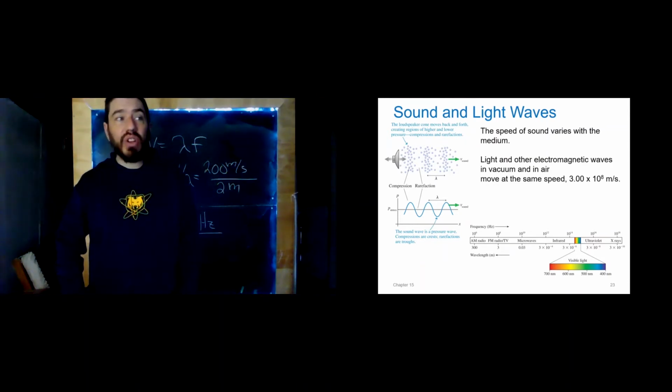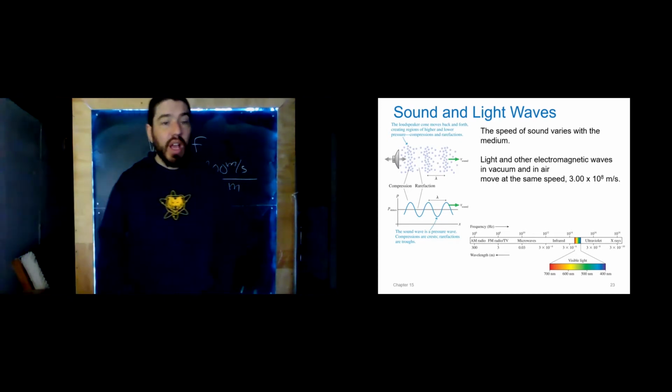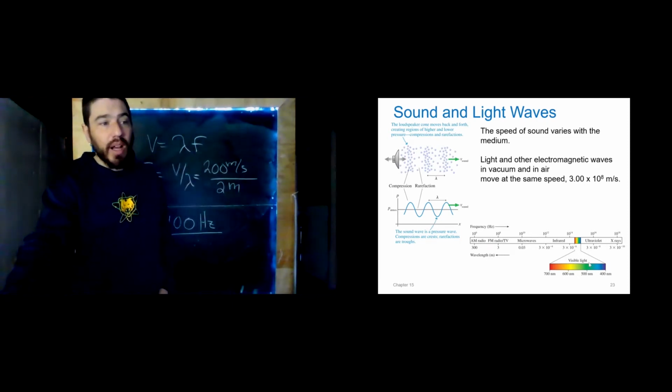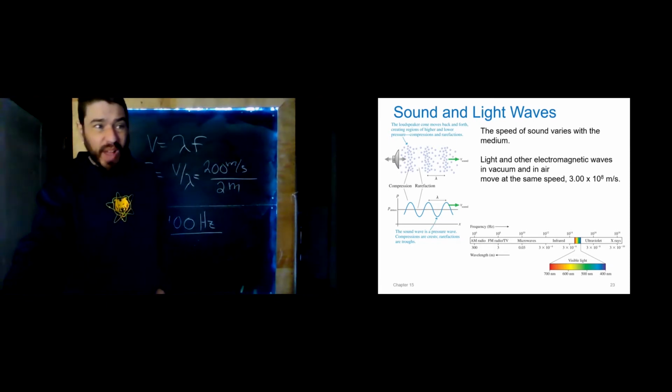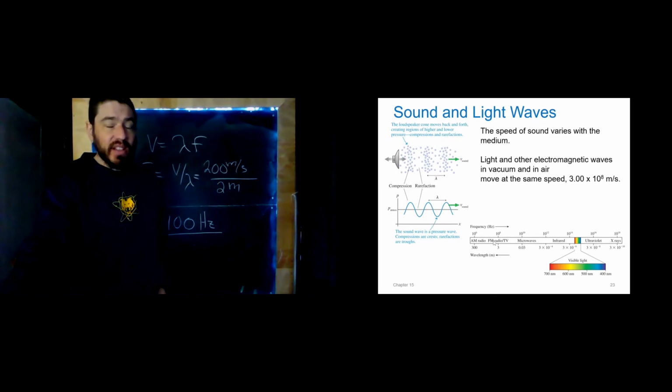Now, light and other electromagnetic waves travel in vacuum and in air at the same speed, 3 times 10 to the 8th meters per second. Light is just one example of electromagnetic radiation, but there is a broad range of phenomena that are all electromagnetic radiation. All the way from AM radio waves, which have wavelengths on the order of a kilometer, so about half a mile, to FM radio waves, which are about the size of you or I. Microwaves tend to be centimeters long.